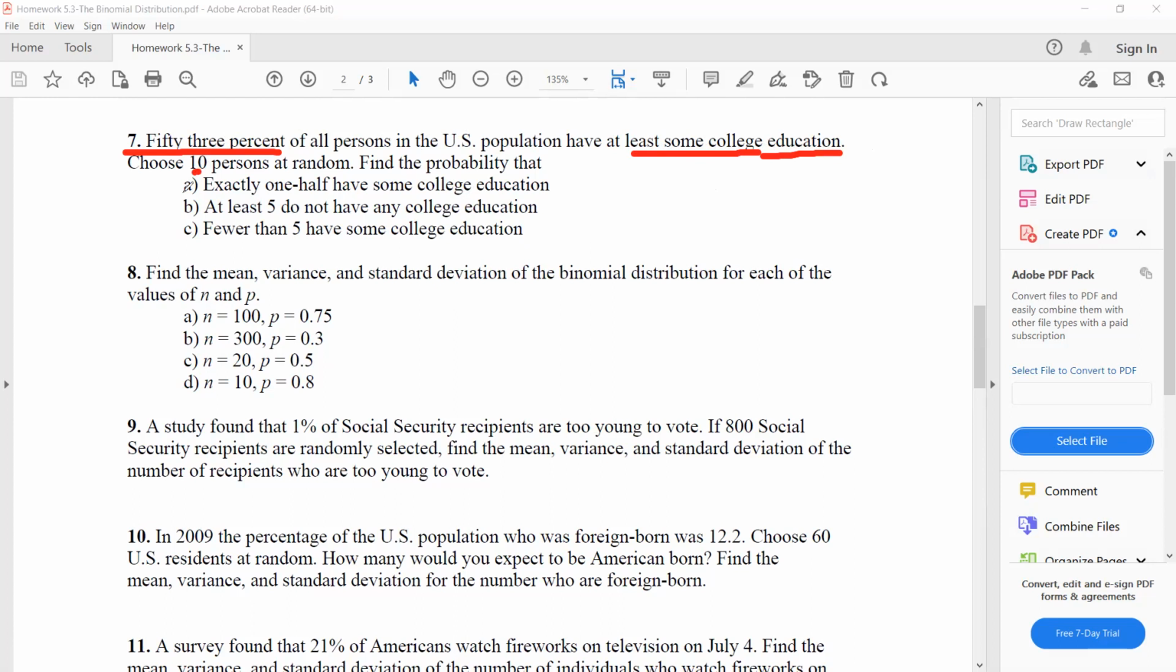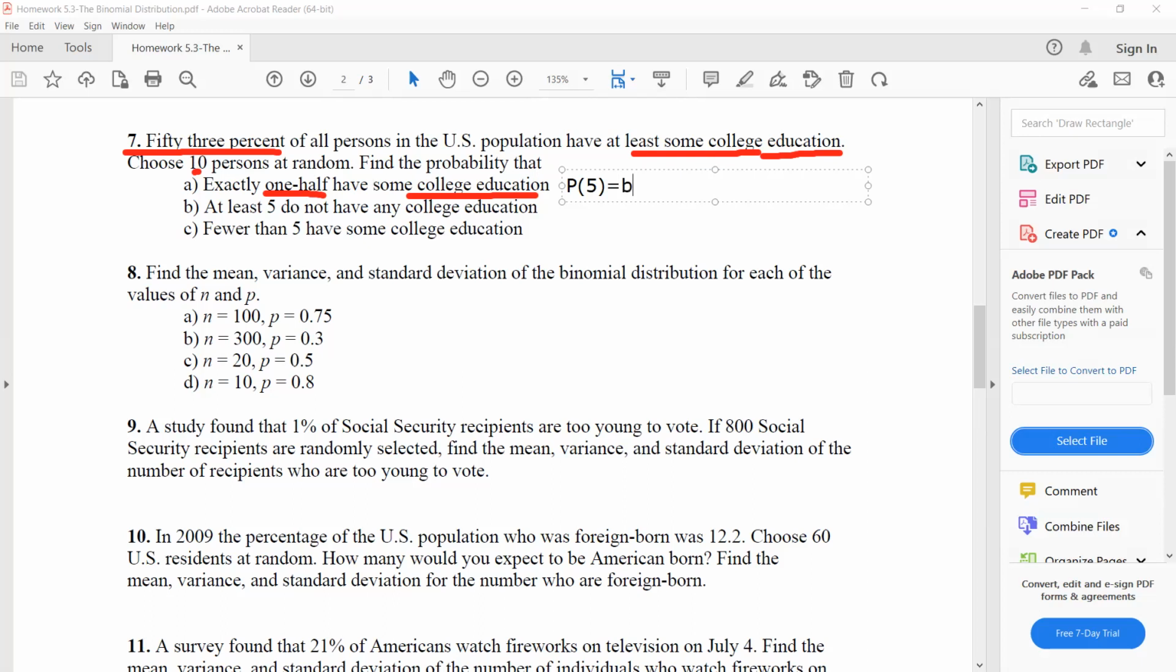So part A here says exactly one half have some college education. Now, one half of what? One half of these 10 people. And it's exactly one half. So here you're looking at probability of half of 10. Half of 10 is 10 divided by 2, which is 5. So this is the probability that 5 people will have some college education. Because I'm working with the same group here, this is 53%.